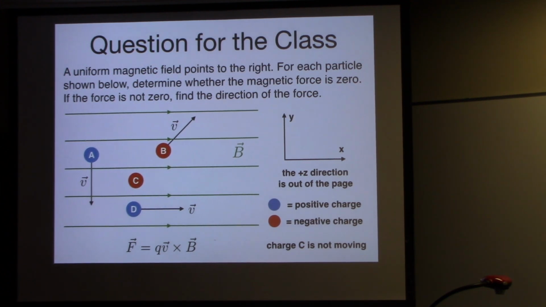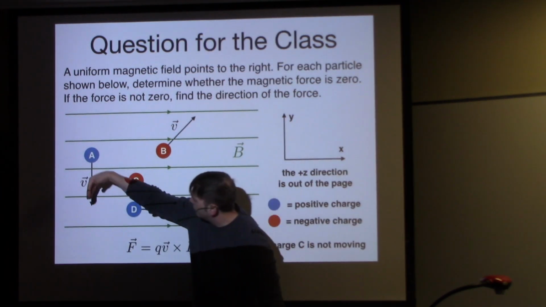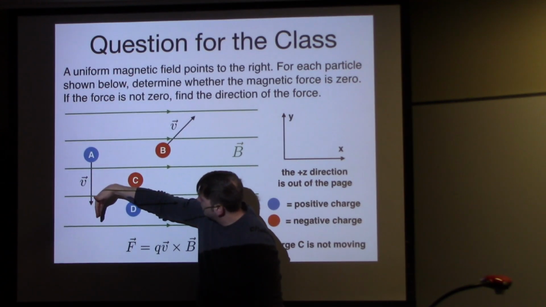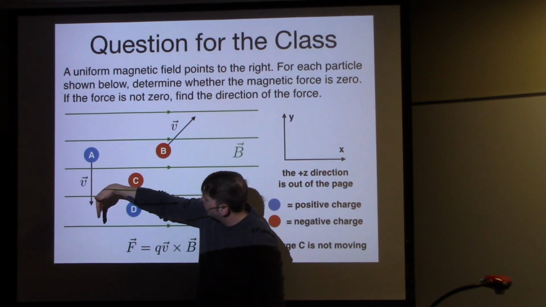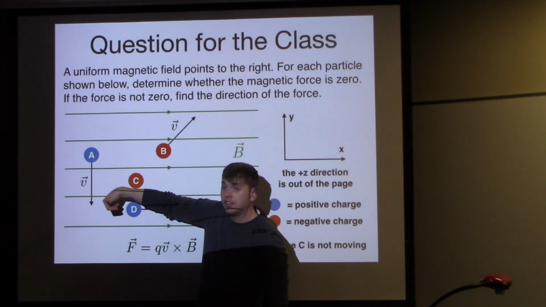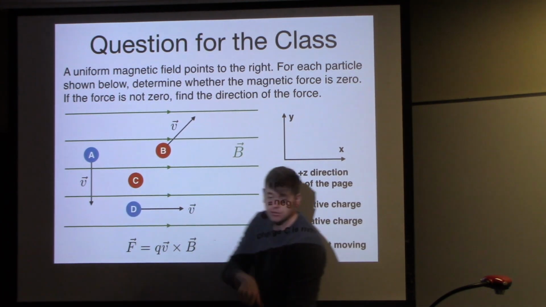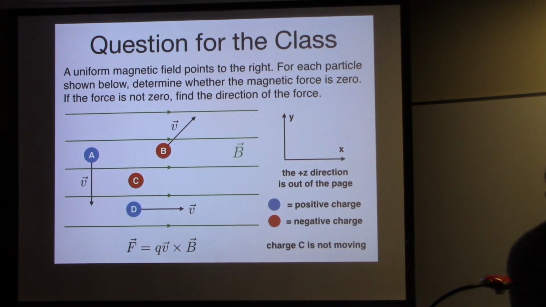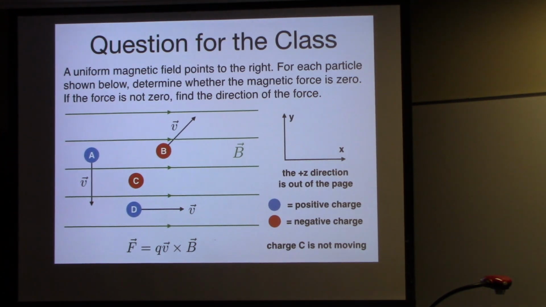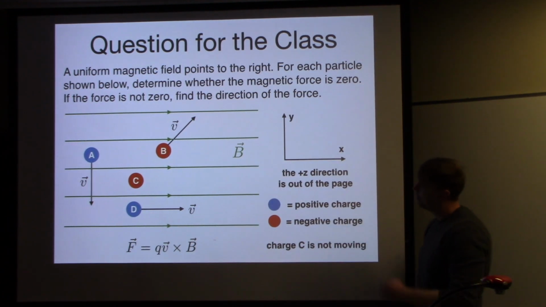Well, if I want to find the direction of the force, I use the right-hand rule, where I start by putting the fingers of my right hand in the direction of velocity, and then I take the same fingers that are going down and curl them in the direction of the B field. So what's the answer here? For charge A, the force is coming out of the page towards you. So we can call that the positive z direction out of the page.